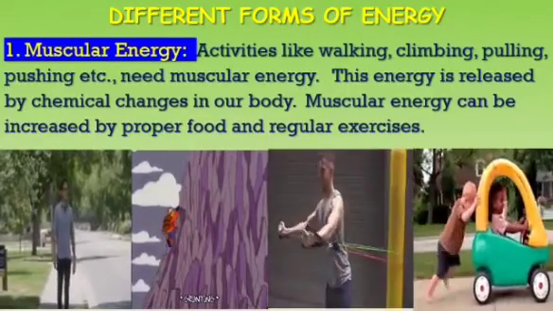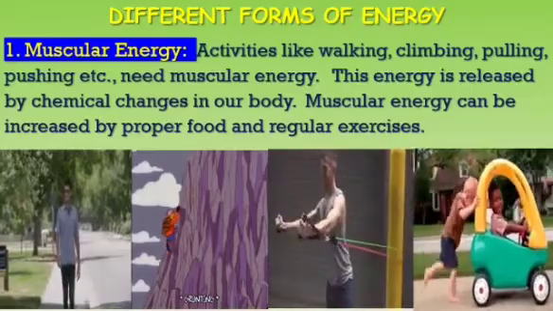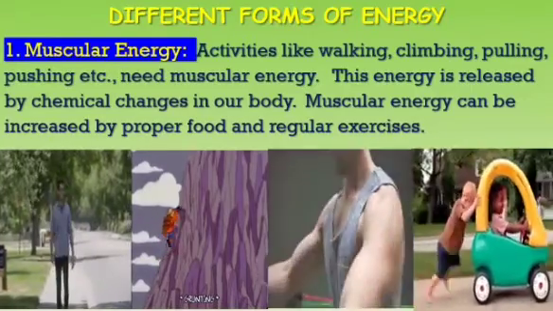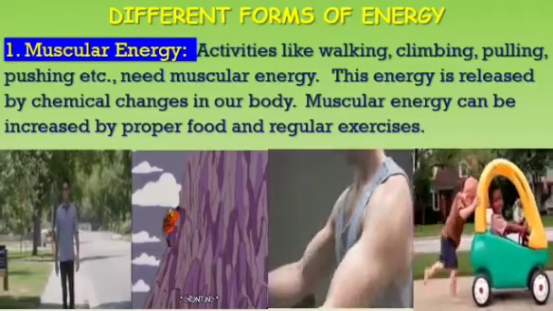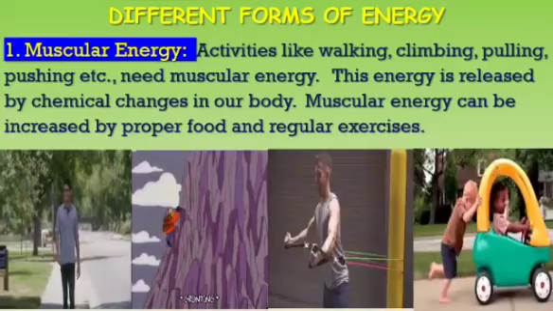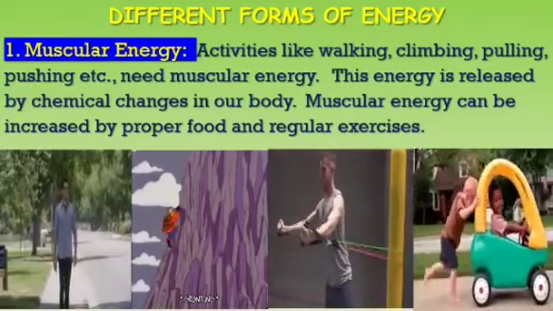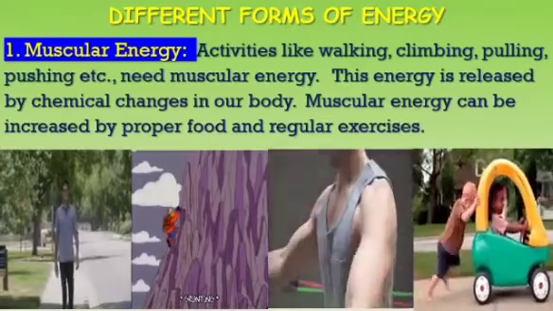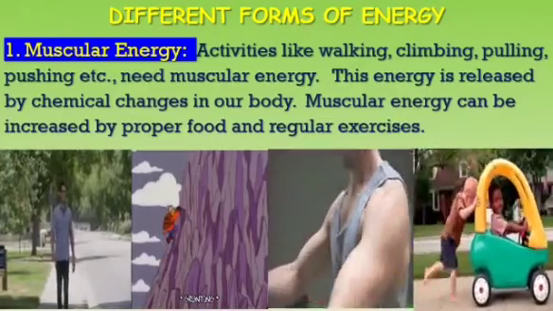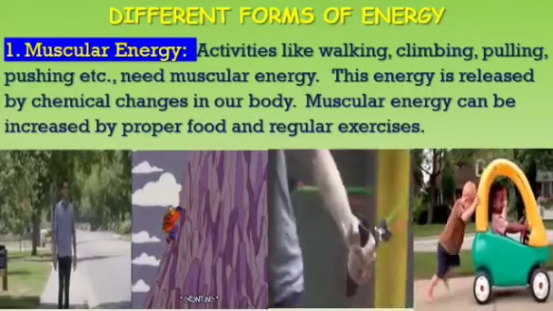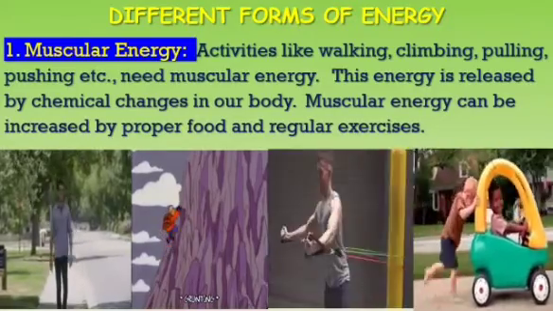Where do we get this energy from? Where do our muscles get the energy from? We get it from the food we eat. This energy is released by chemical changes in our body. Whatever food we eat, due to the chemical changes, the energy is released and our muscles get this energy, and that helps us to work.